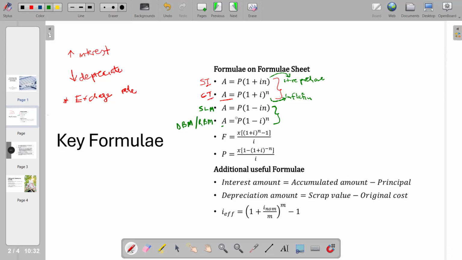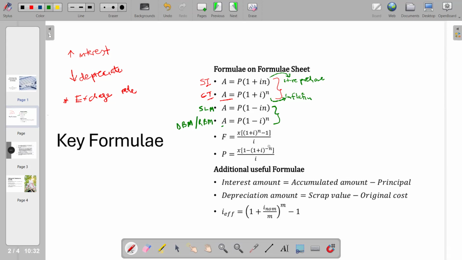When calculating these, you have to be able to manipulate the formula, because when the questions come, they can require you to calculate any of the variables identified in the formula.